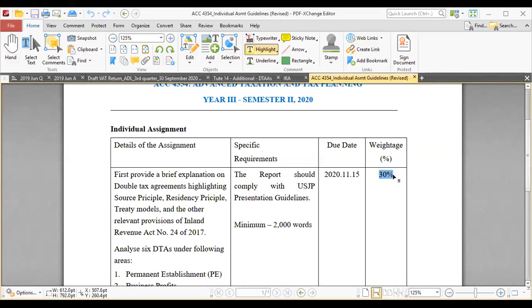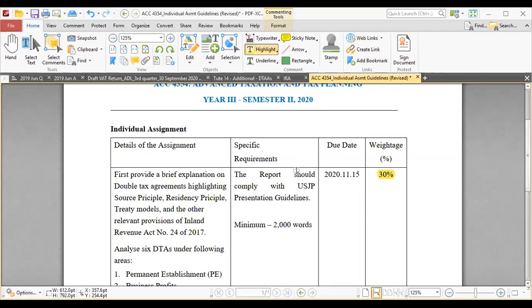For the treaty analysis, the individual assignment weightage is 30%. It is very useful to do this assignment because you can take 30% out of 100, then it is easy for you to score in the exam. The balance 70% is based on the paper. That's the main purpose of this assignment, because if we gave the entire 100% in the paper, it would be difficult to score.